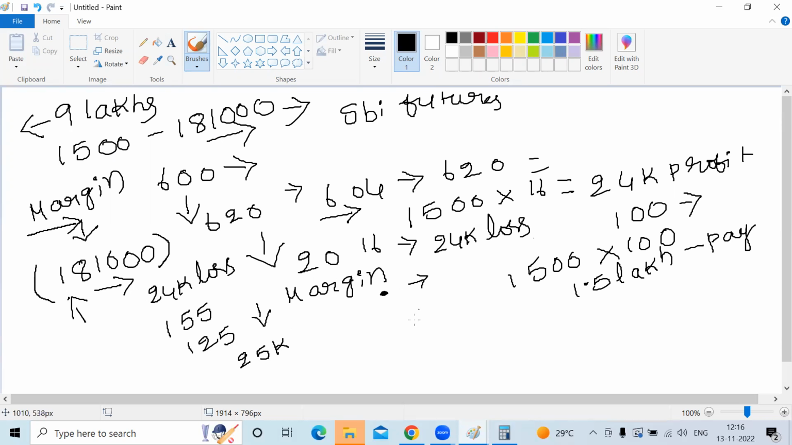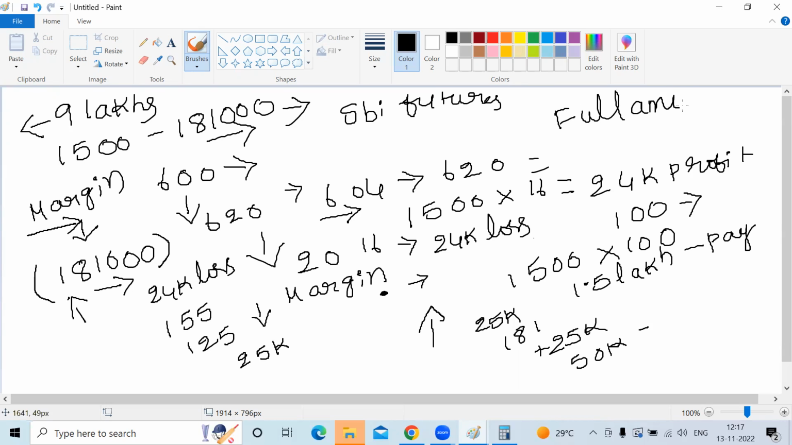Okay, as I told you, if it increases, no problem, they will keep adding to your amount. If you get 25k, you will get the 1.81 lakh plus 25k in your account if you close the position, right? If you get a 50k profit, they will add 50k to your account. So it's simple. Futures means buying stocks, but without paying the full amount. You don't need to have 9 lakhs in your account. If it increases, remember, here 1 point increase is equal to 1500 profit.